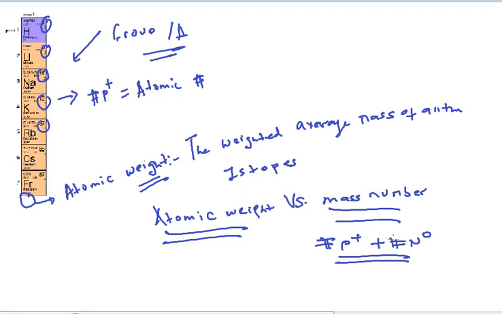You can also see that the size of the atom increases as the number of protons increases. Because when we're talking about the mass number, if the number of protons increases, obviously the atomic weight also increases. That's one of the things that we can tell about Group 1A. And the size of the atom, like I said, increases.